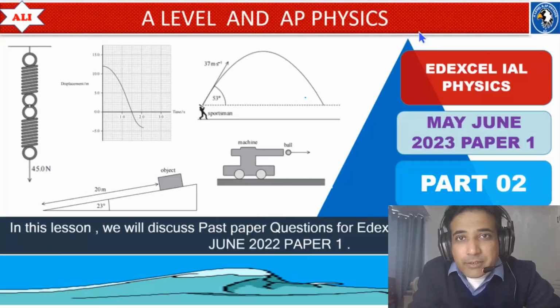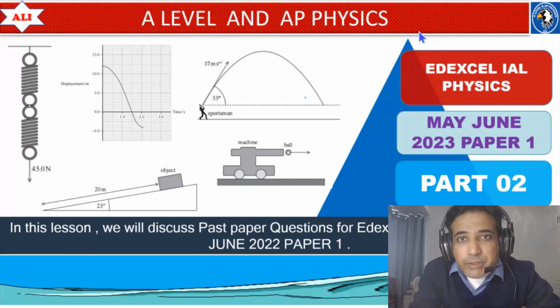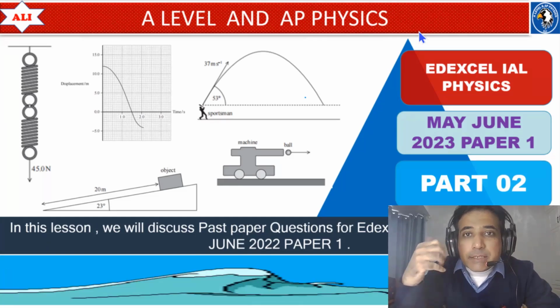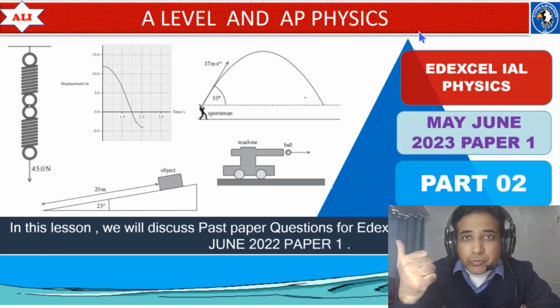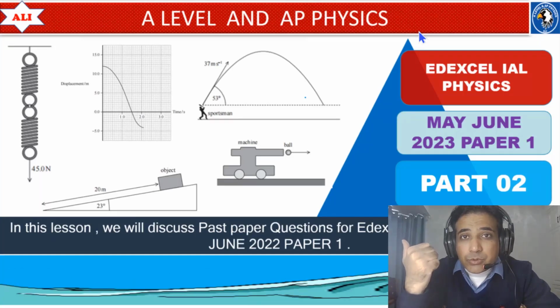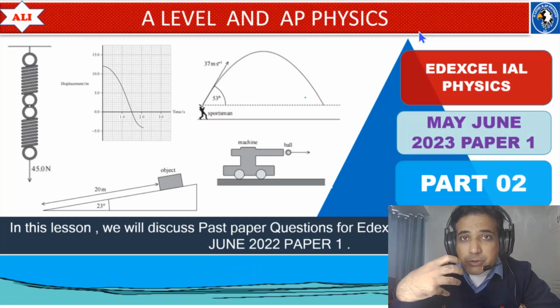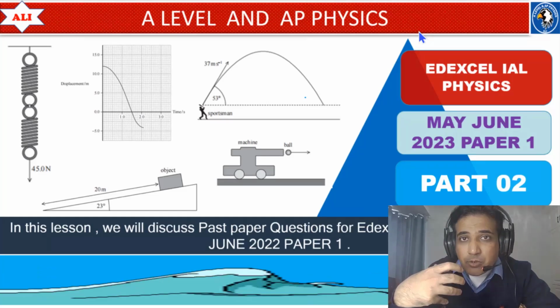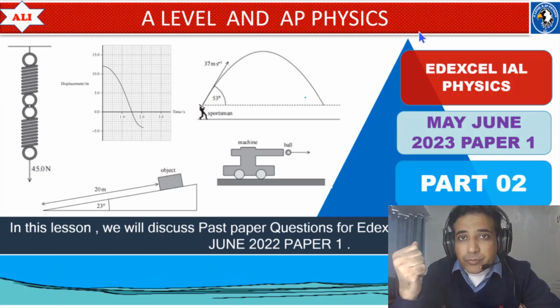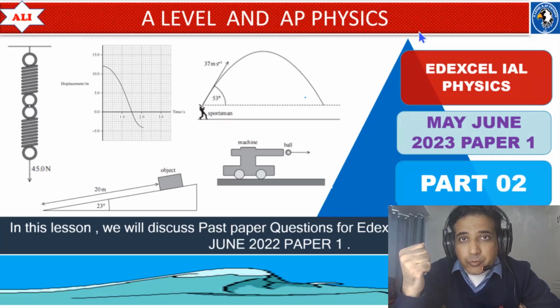Welcome to A-Level and EP Physics. In today's lesson, we will discuss past paper questions from June 2023 paper 1. We will talk about projectile motion, momentum, forces, and also energy. As always, we will discuss these questions in detail so you can improve your conceptual understanding of these topics, and also have better understanding of these exam questions. Let's study together, let's improve together.